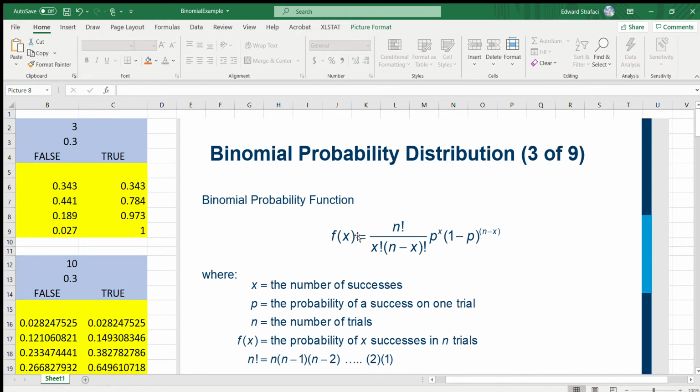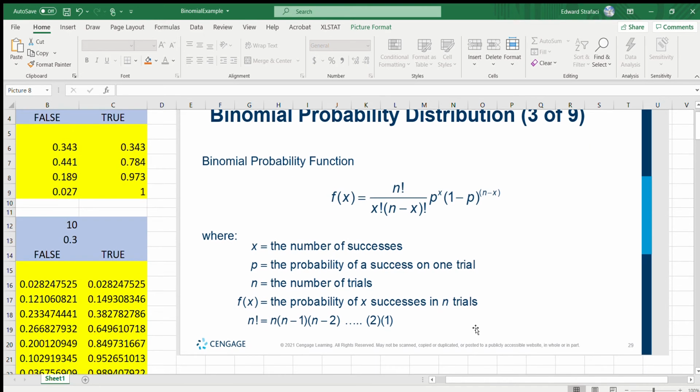The binomial probability distribution is a function of the number of trials factorial, over the number of successes factorial times n minus x factorial, times the probability of success, over 1 minus the probability raised to the power of the number of trials minus the number of successes. So there's a lot of math in that formula, but we have the benefits of modern technology.